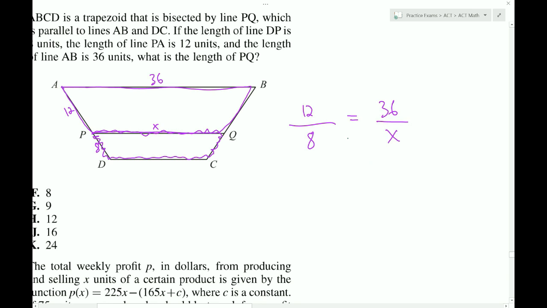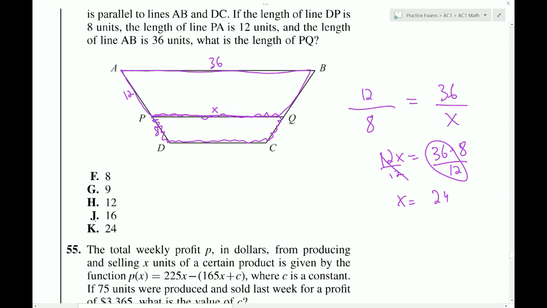Alright. Then I can sort of cross multiply and find my answer. So 12x equals 36 by 8, and then divide by 12. And I find x equals, well, 36 over 12 is 3. 3 times 8 is 24. So that's the answer.